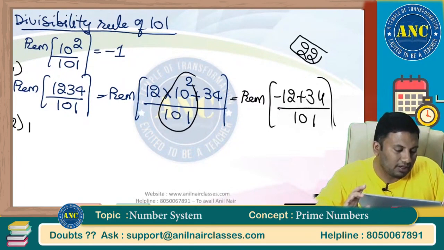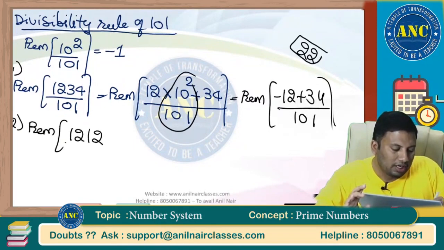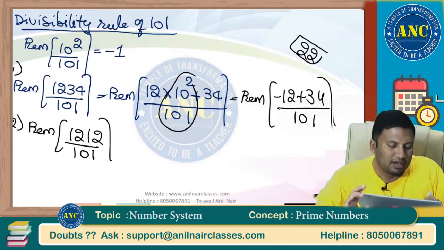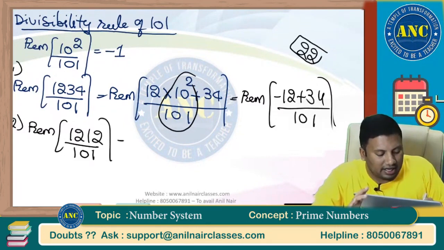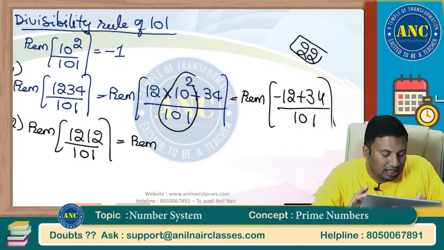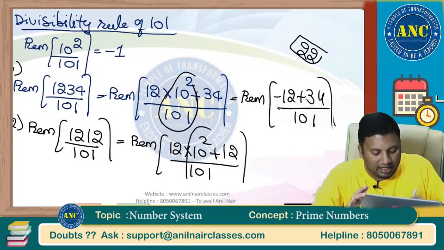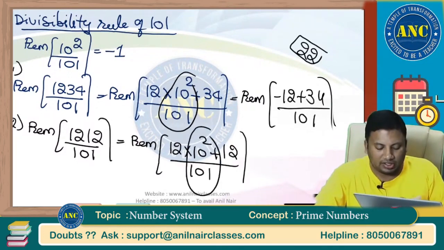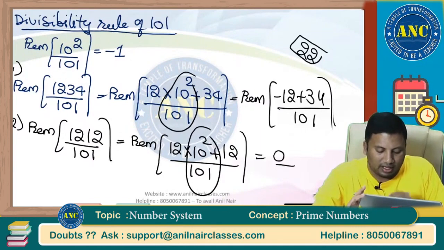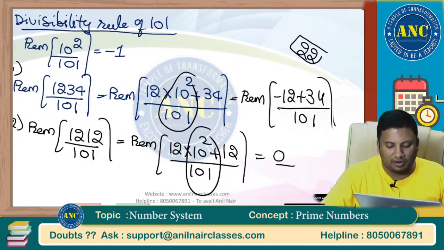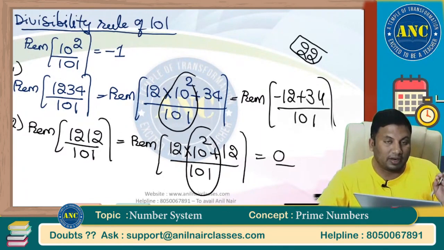Second example, remainder of 1212 divided by 101. This is nothing but the remainder of 12 into 10 square plus 12 divided by 101. 10 square divided by 101 gives minus 1, so minus 12 plus 12 is nothing but 0.